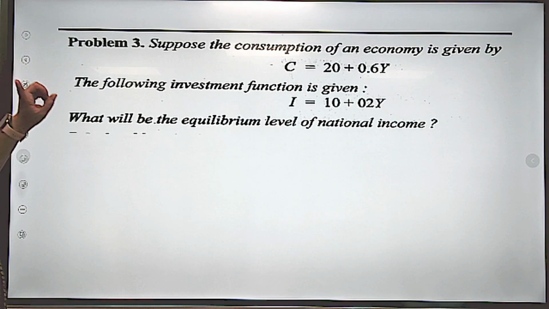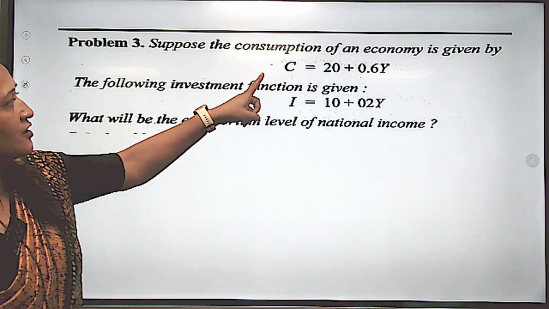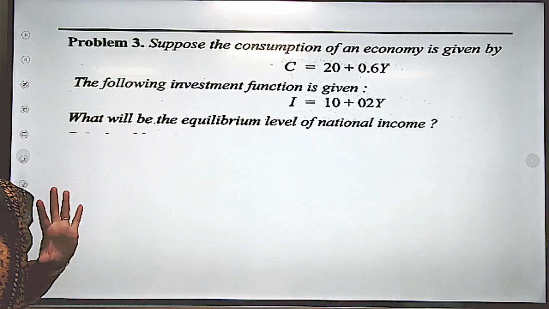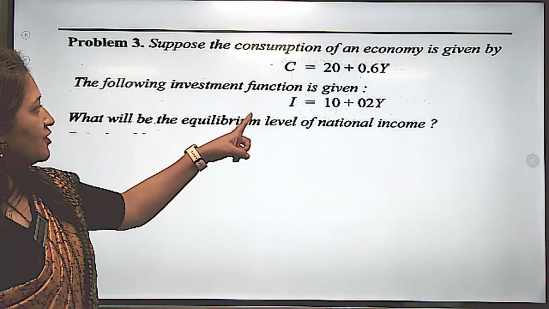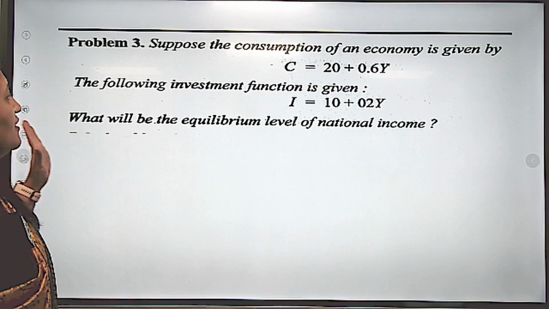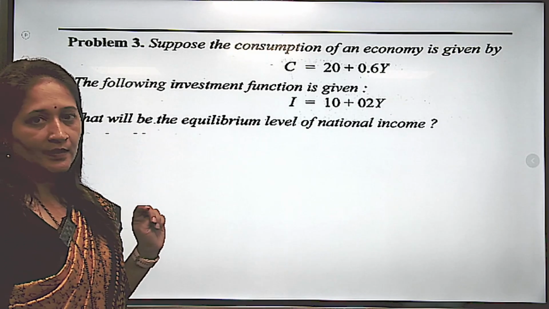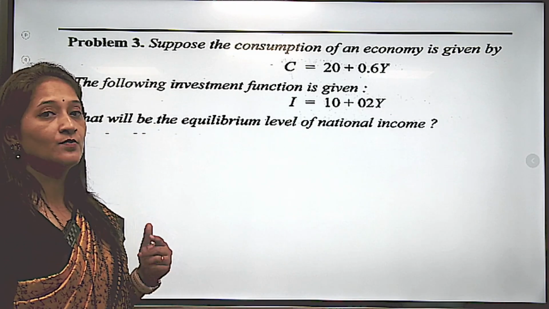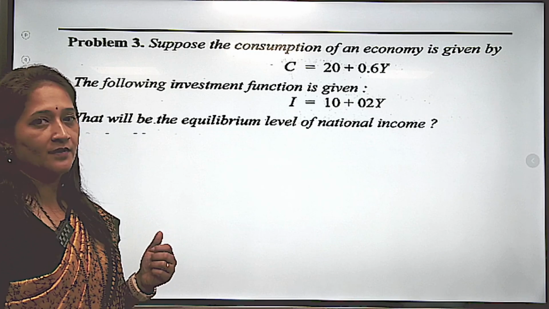There is one more sum. Suppose the consumption function is given as 20 plus 0.6 of Y. The investment function is given as 10 plus 0.2 of Y. Find out the equilibrium level of income. We will do some more cases in the upcoming video lectures.